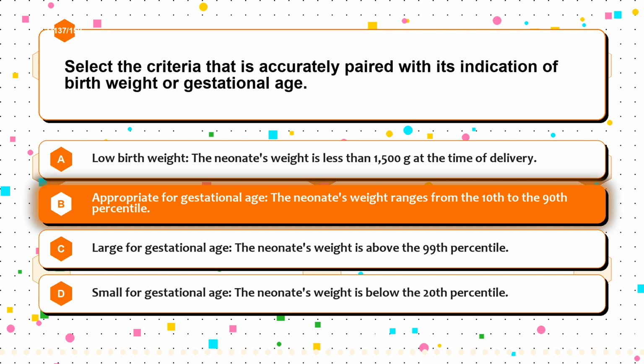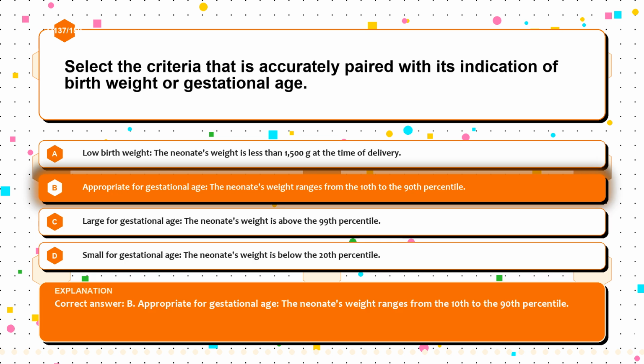The correct answer is option B. Appropriate for gestational age. The neonate's weight ranges from the 10th to the 90th percentile.